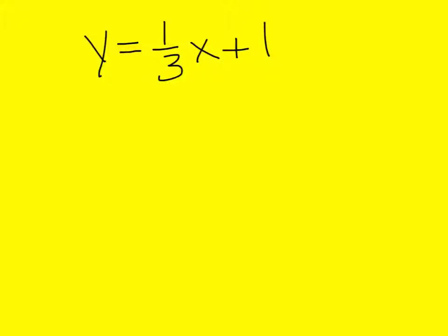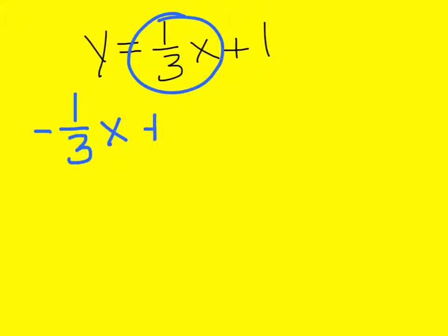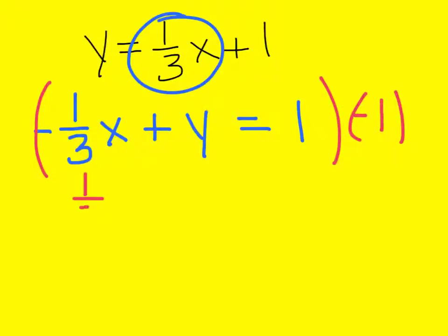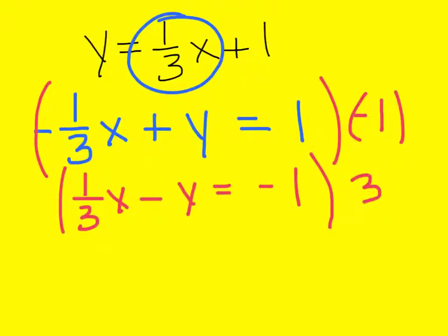On the practice, you have to move this to the left and make it negative 1/3x plus y equals 1. And then multiply, not multiply yet, well, you could, but we'll just go ahead and change the sign of everything, which is the same as multiplying by negative 1. So it's 1/3 x minus y equals negative 1. And then we would multiply everything by 3 to cancel out here and be left with an x. But you have to multiply everything else by 3.